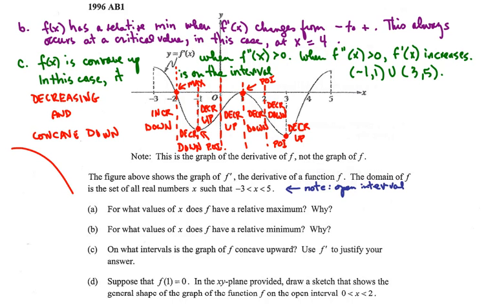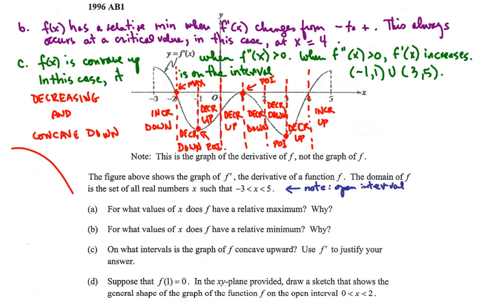Next, from 4 to 5, at this point, the derivative is positive, so the original function is now increasing. And the slope of the derivative is also positive, so the second derivative is positive and the original function is concave up. All right, so we're not going to need all of this information by any means to answer part D, but I just want to go through that kind of analysis of the entire graph so that you can see clearly.